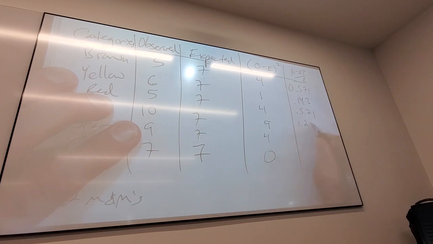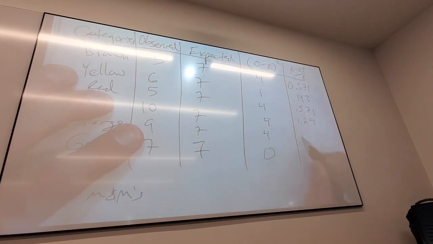286. 1.29. 4 divided by 7 is still 0.571. And 0 divided by 7 is 0. It's crazy.